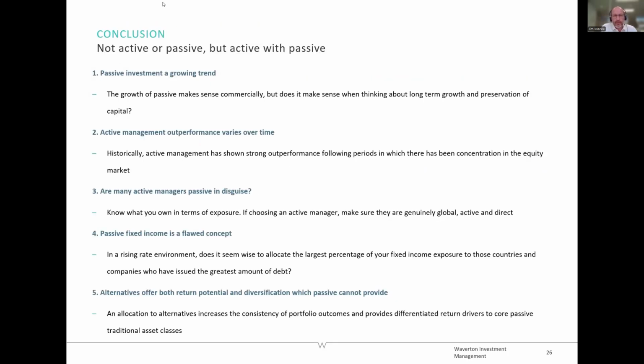So in conclusion, it's not active or passive, but if we think there's a blend, if you're going to blend, then make sure you're blending with a portfolio that is fully active. Otherwise, you can end up doubling up a lot of your returns.